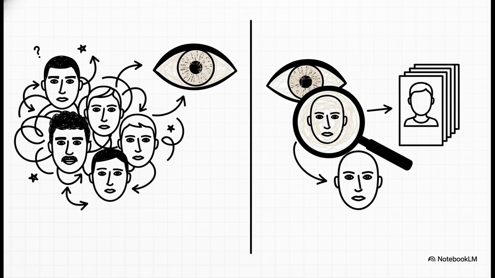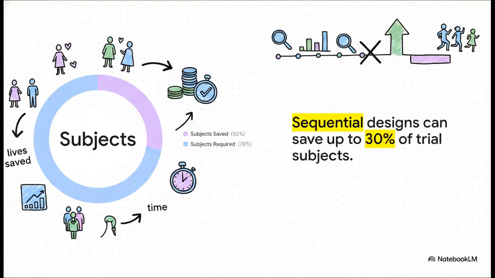Simultaneous presentation naturally invites some pretty dangerous comparisons. We also see this in clinical drug trials. A fixed, simultaneous design gathers all the data and waits until the very end to analyze it. But a group sequential design actually lets researchers peek at the data iteratively. If a new drug is overwhelmingly proven to work right out of the gate, they can stop the trial early.